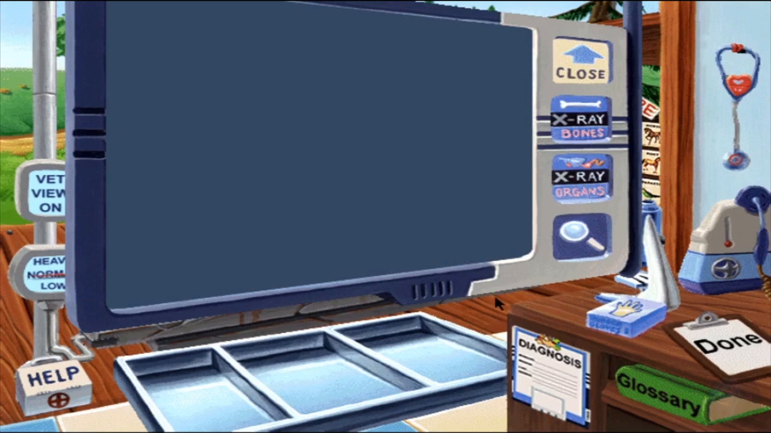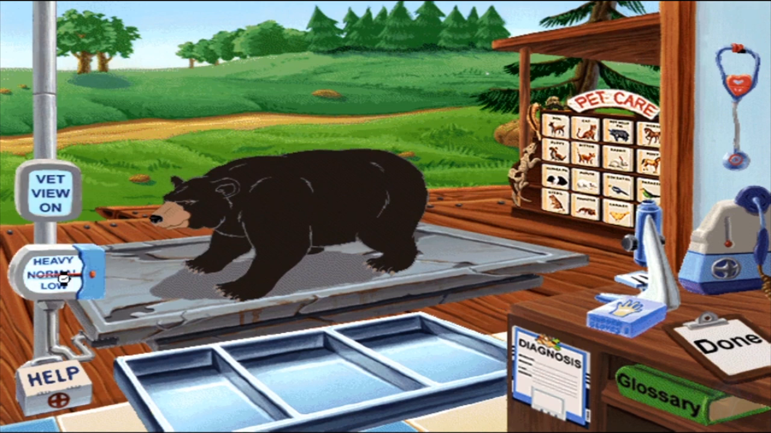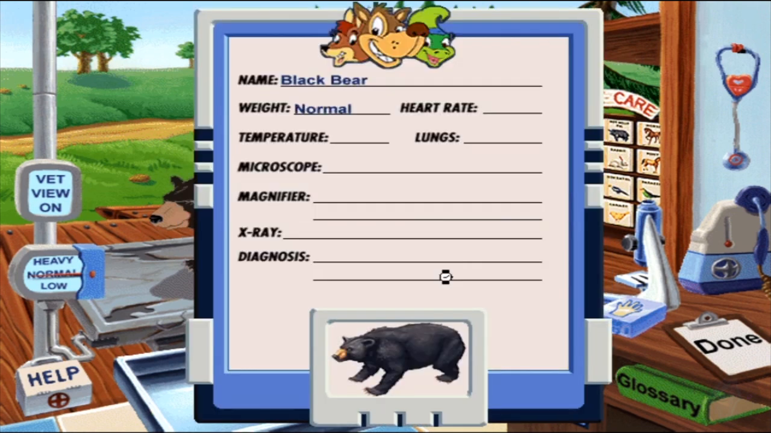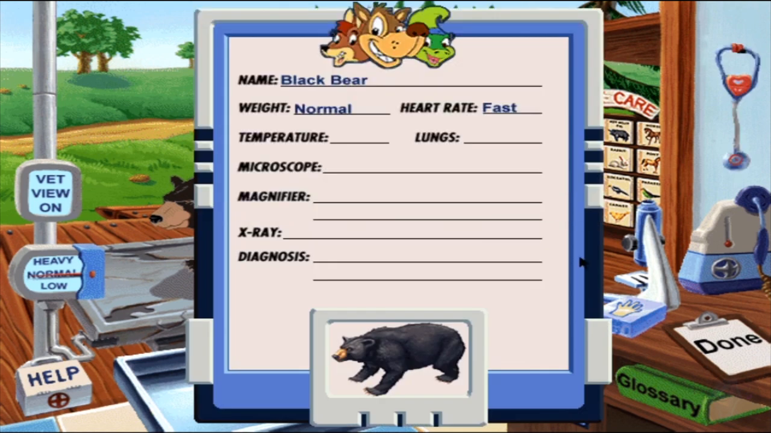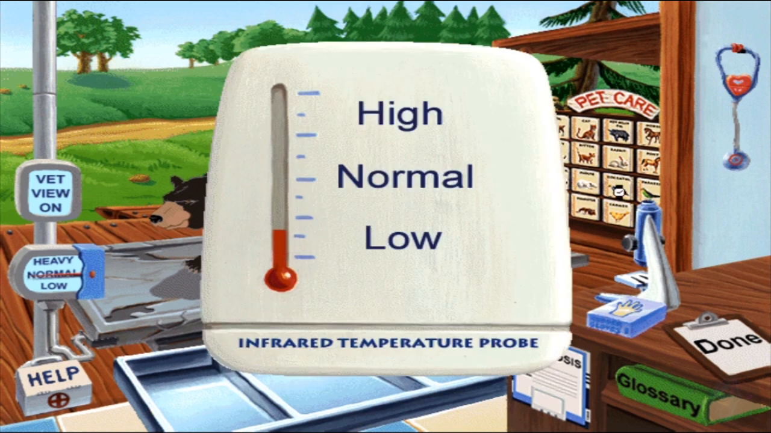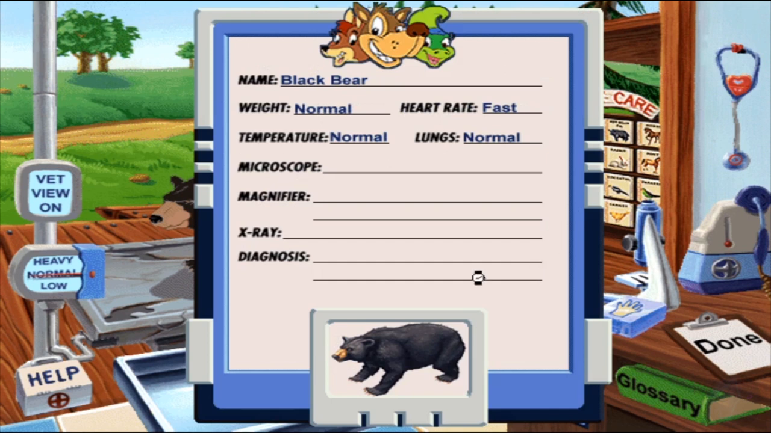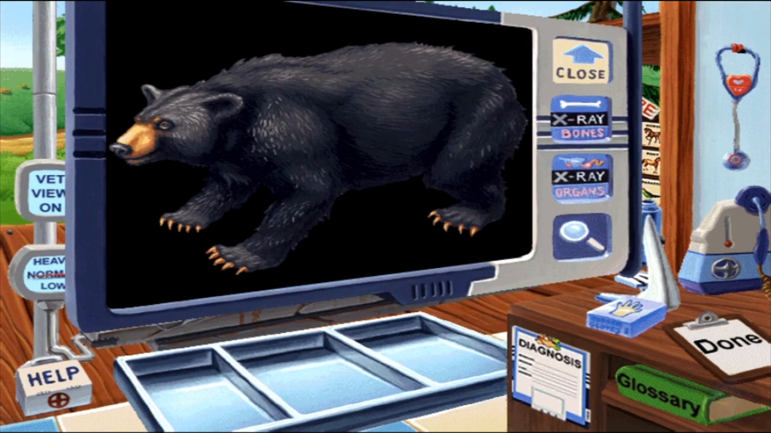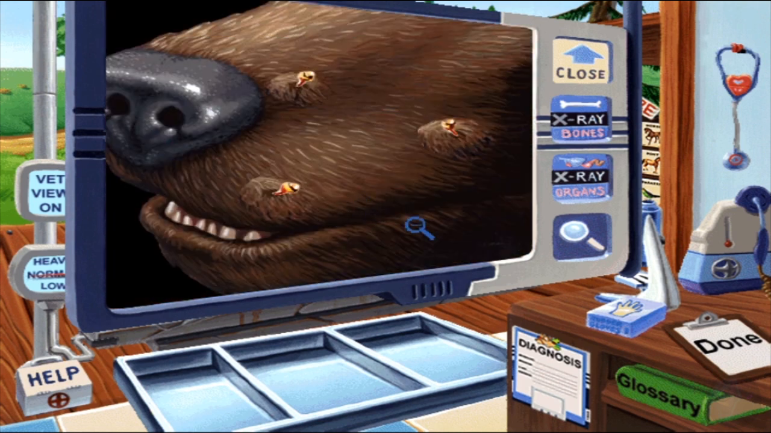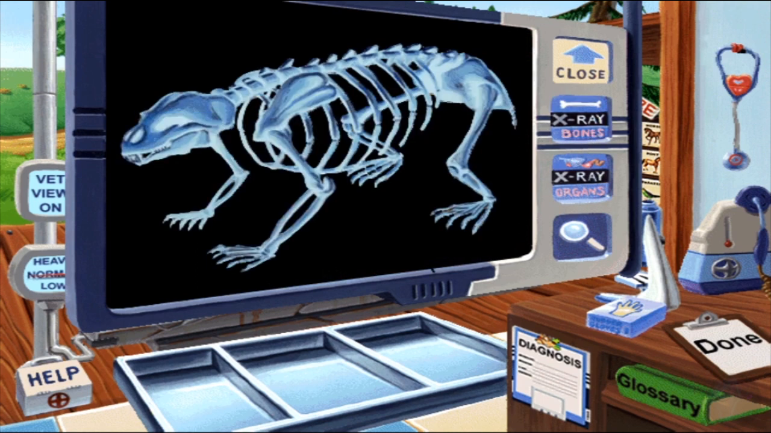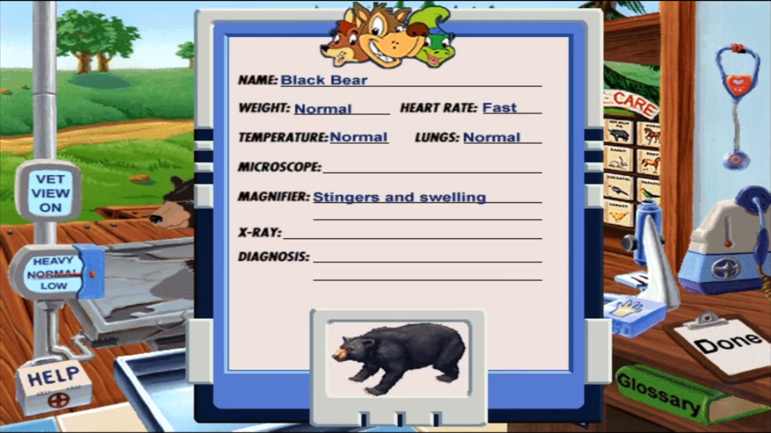Oh, you've brought an animal in for examination. This animal's weight is normal. The animal's heart rate is fast. This animal's lungs sound normal. This animal's temperature is normal. Everything looks healthy here. The black bear's face is swollen, and I see stingers. I don't see any problems here. I don't see any problems here. Stingers and swelling. Normal.